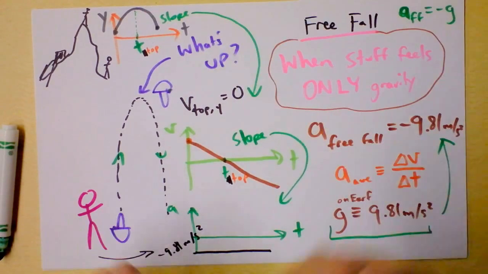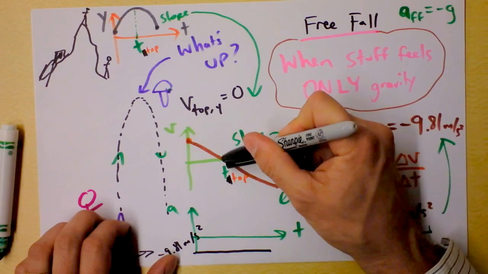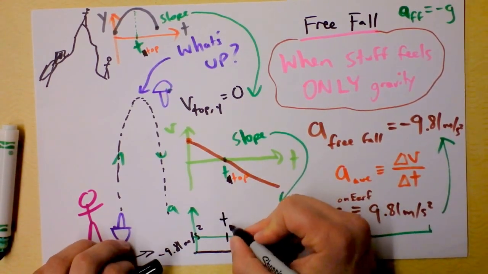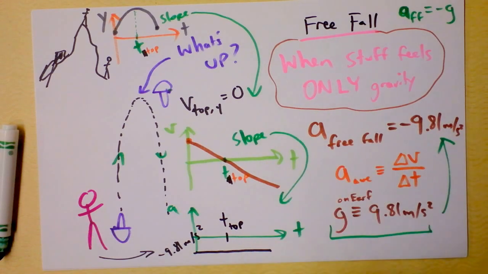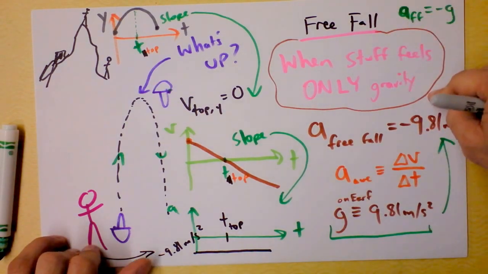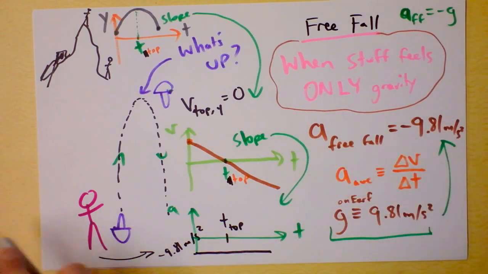At the top, the baby stops. The height is maximum. The velocity is zero. And the acceleration, well, let's just mark t-top here. T-top. The acceleration is the same as it always was. Baby accelerates the entire time because when in free fall, stuff feels only gravity and the acceleration is downward and I guess that makes it negative under typical circumstances.